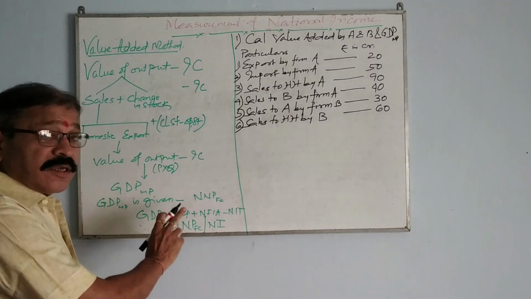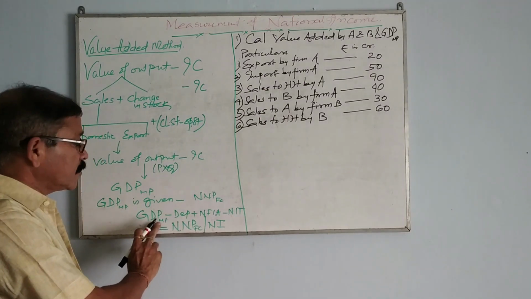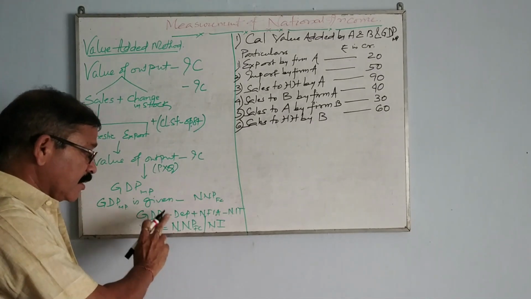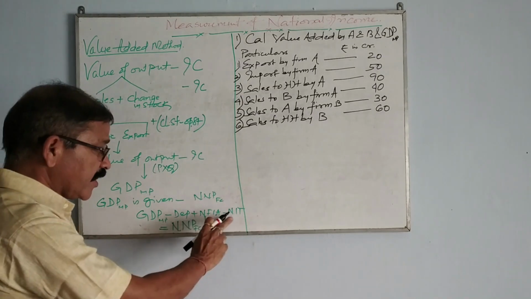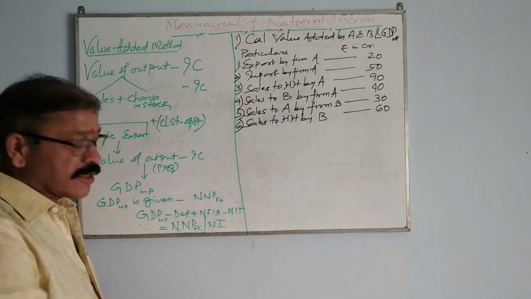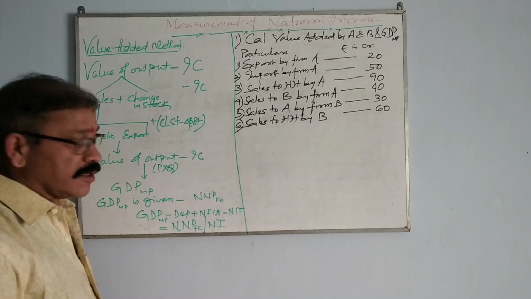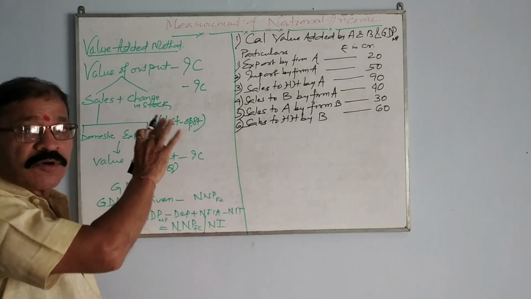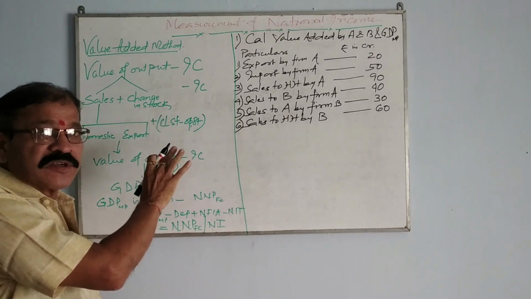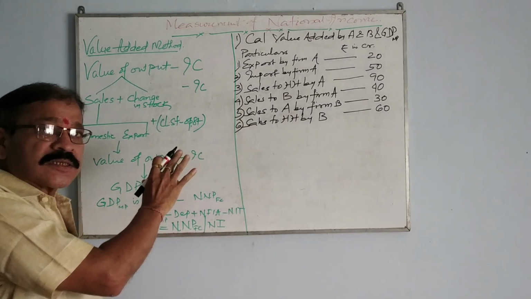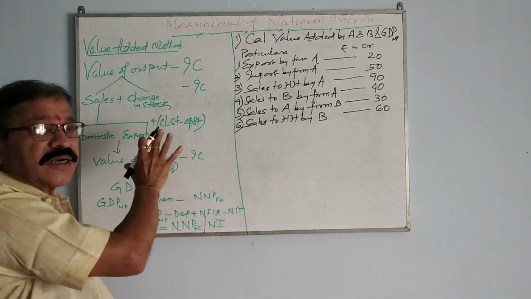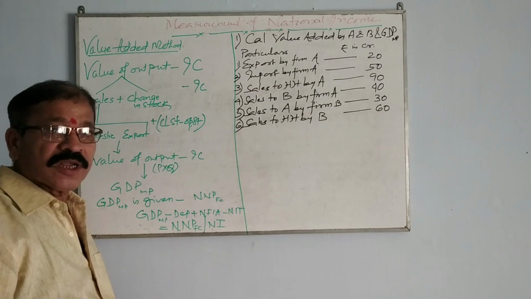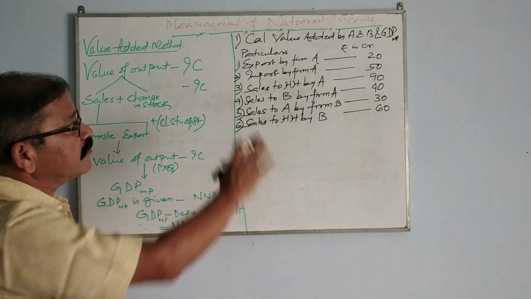So, in order to find national income, this is the formula. You derive GDP MP minus depreciation plus NFIA minus NIT, and you will get national income, that is NNP FC. This is the basic and easiest formula which I can offer you. If you learn it by heart or understand it properly, then you can easily do all numerical based on the value-added method. So let us do the first numerical.